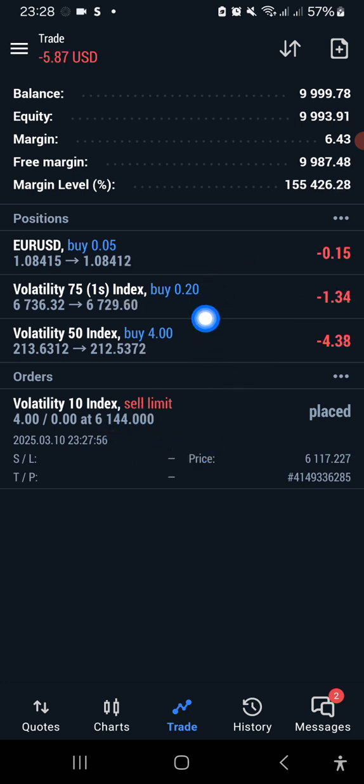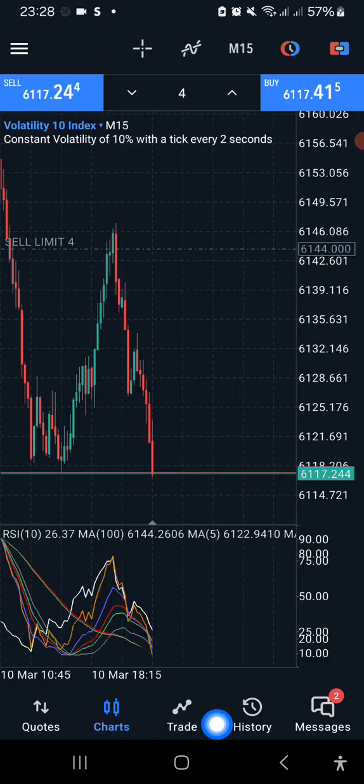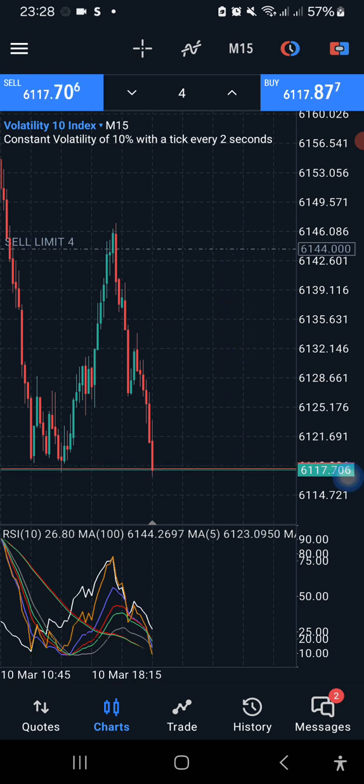These were market orders. We entered at the market price. So let's go to charts. You see what I'm trying to explain. Okay, so you see the sell limit has been placed here. If the market retraces, goes here and decides to come down, then this trade is going to be activated. That is what a sell limit is.